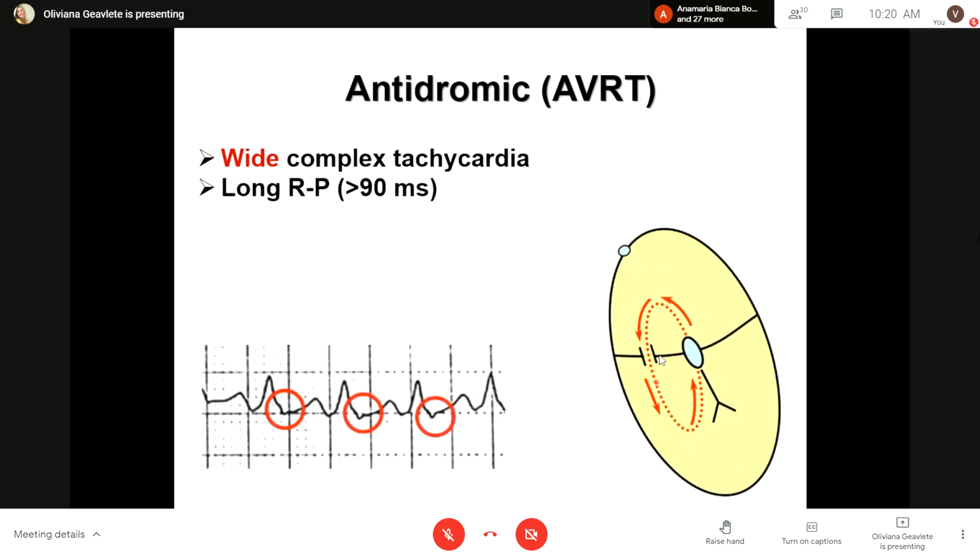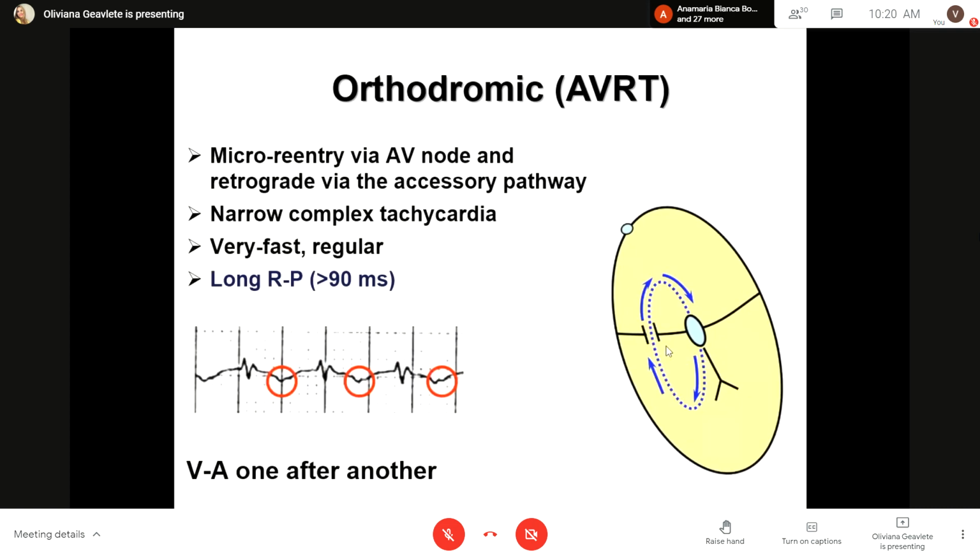because this one here is working myocardium. It is not AV nodal cells. And that's why the atria would be activated slower after the ventricle. So the RP will be longer, more than 90 milliseconds.